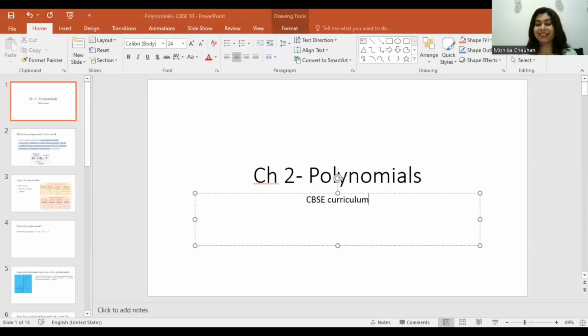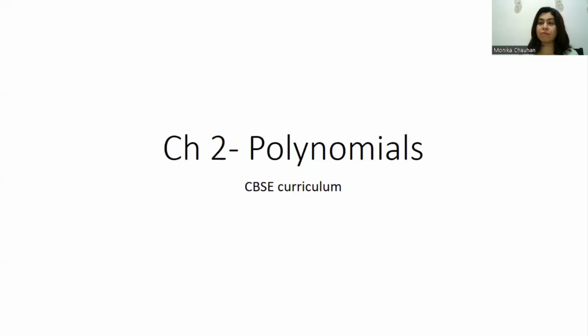polynomials. So polynomials means many, right? Whether you do in science or math, anywhere, it always means many. So we will begin with that, but it is related to algebra. So you must have your memories related to it.